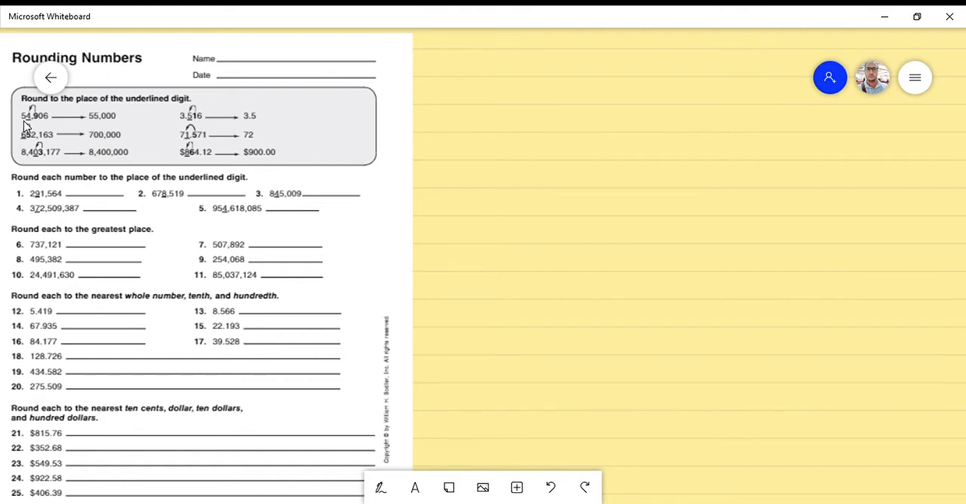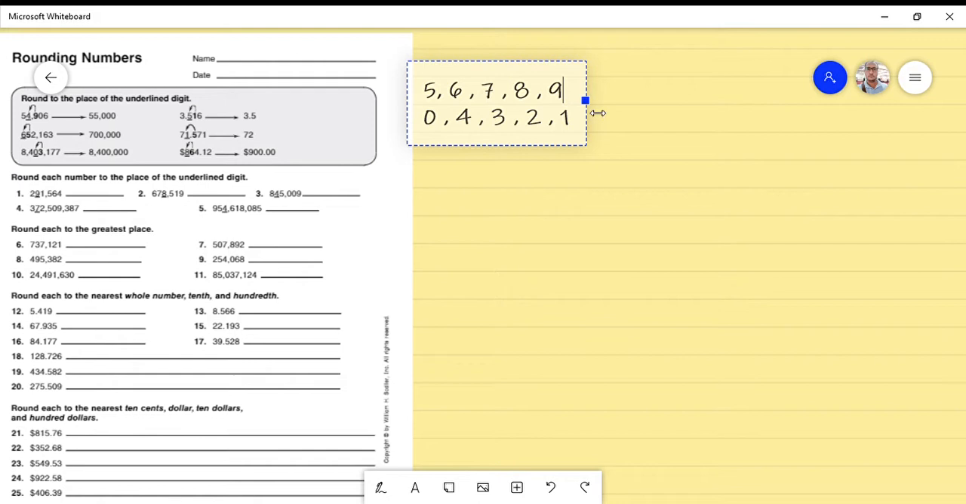I told you before. If the digit to the right of the underlined digit is 5 or more, like 5, 6, 7, 8 or 9, it means add 1, or round up. And if it is 0, 1, 2, 3 or 4, you will round down. So here is up and here is down.